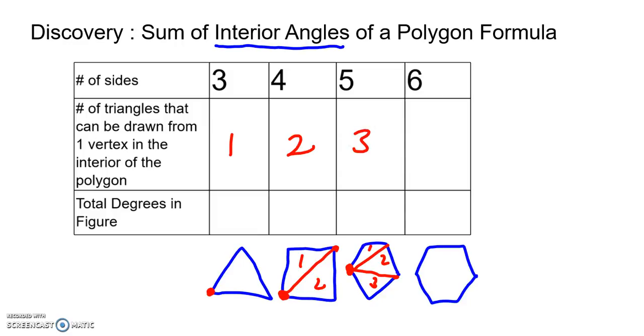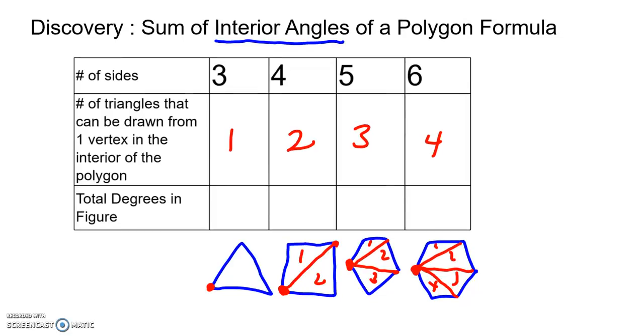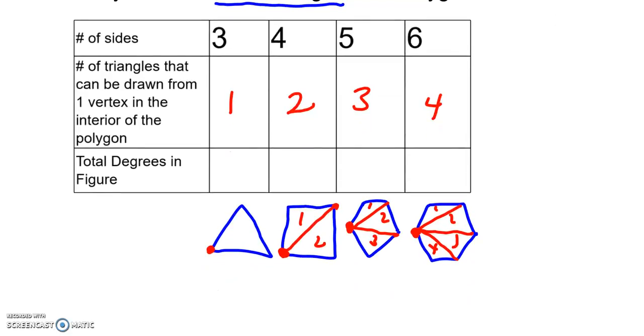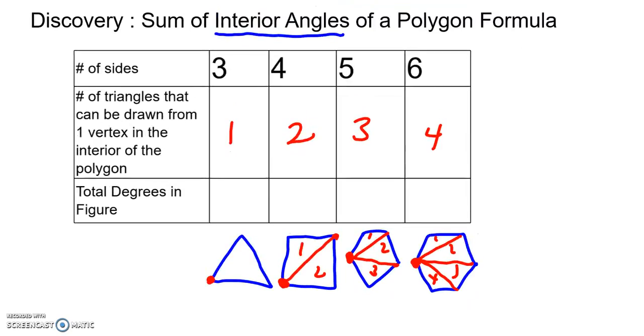And then if I keep going to the 6-sided figure, here's the vertex I chose. I'm able to draw 1, 2, 3 diagonals. These diagonals are already drawn, so I created 1, 2, 3, 4 triangles within my 6-sided figure. And so what's interesting is we could do this forever and ever, and I want to use this information to figure out how many total degrees are in each figure.